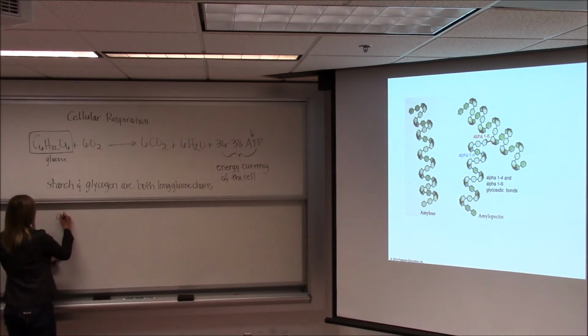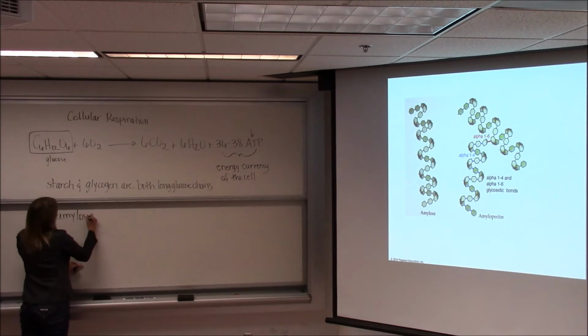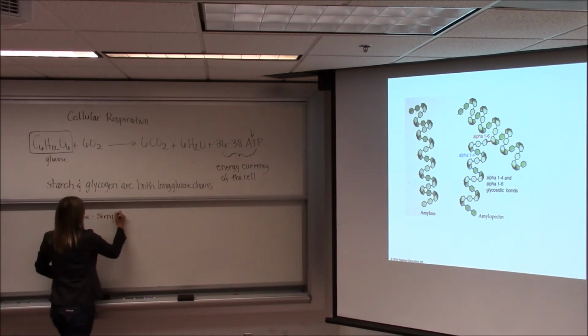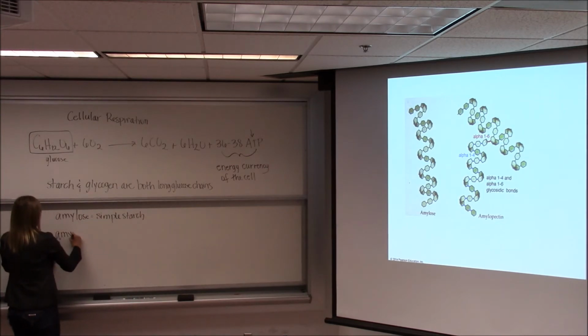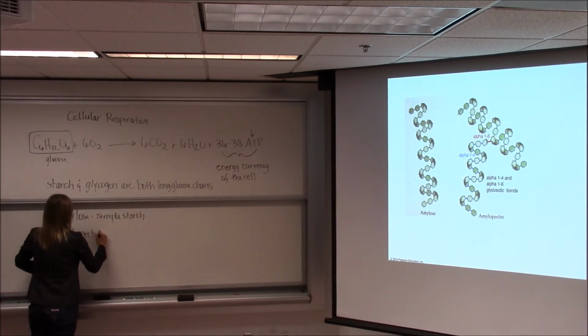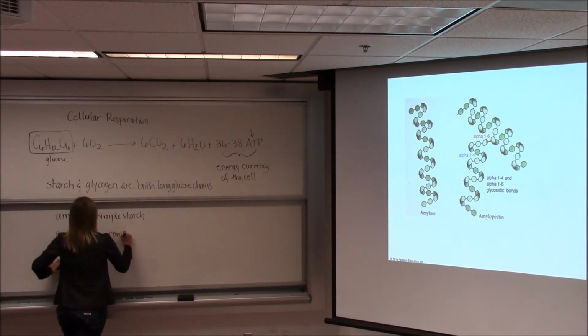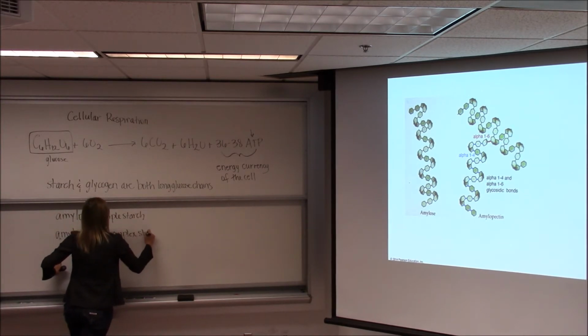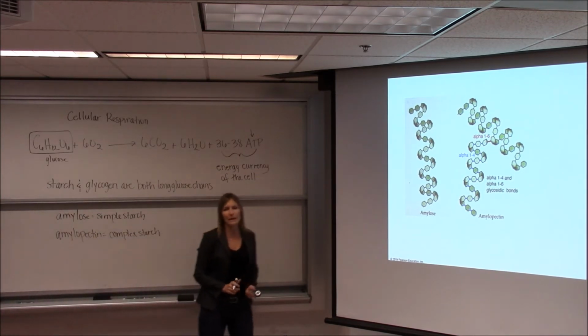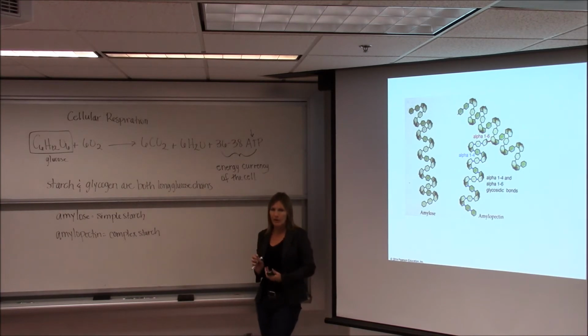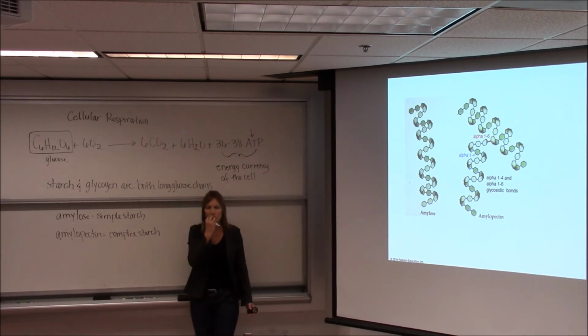So amylose is what we call simple starch, and amylopectin is what we call complex starch. Why does this matter? What makes one, quote, better than the other? Well, here's what happens in the digestive process. So you eat some starch, and you start chewing it up.